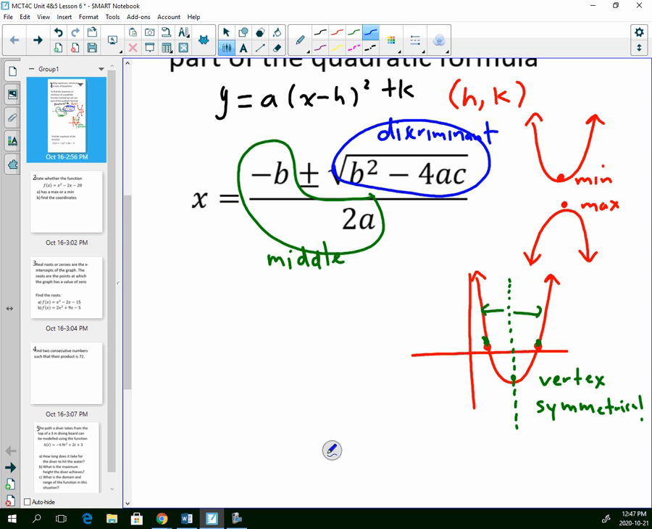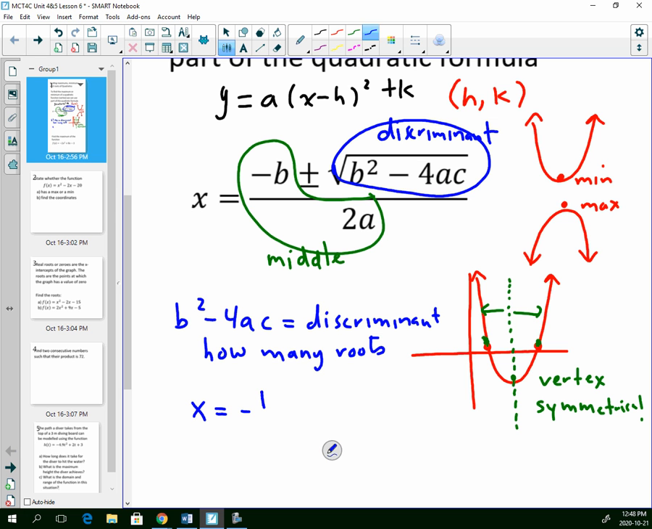So sometimes, if you remember from grade 11, we might just use the discriminant to determine how many roots there are. So you would have said, okay, b squared minus 4ac is the discriminant, and that will tell me how many roots there are, whatever that number is. If it was positive, I had 2 roots. If it was negative, I had no roots. And if it was 0, I had 1 root. The negative b over 2a part of the quadratic formula tells me where the middle is.